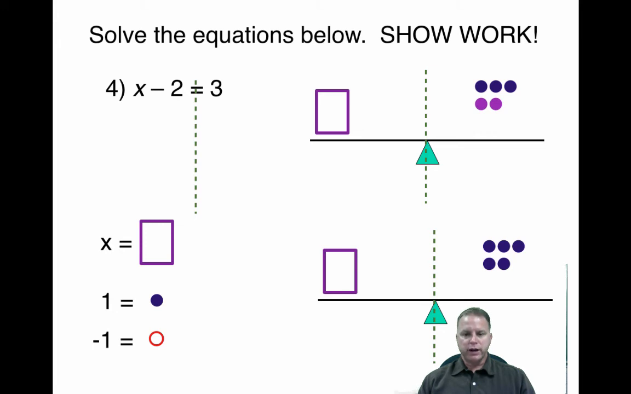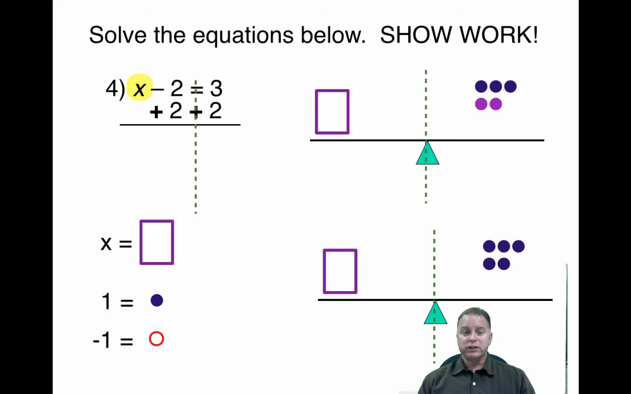Let's do that algebraically. First thing again, identify your variable. X. What are they doing to x? They're subtracting 2. So if they're subtracting 2, what do we do? We do the inverse operation, which is add 2 to both sides. Got to keep our equation balanced. We have to be fair.